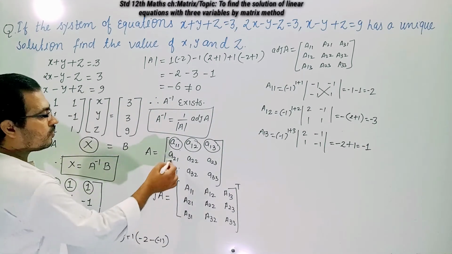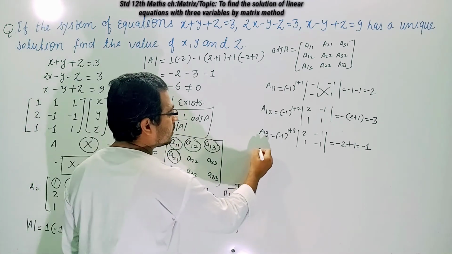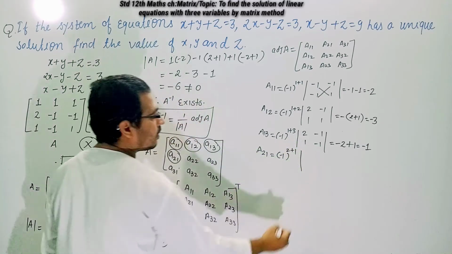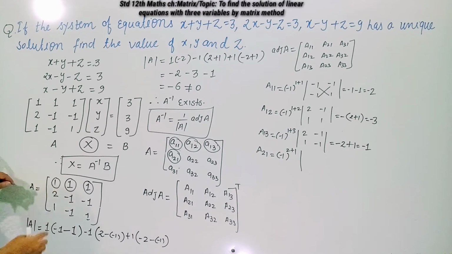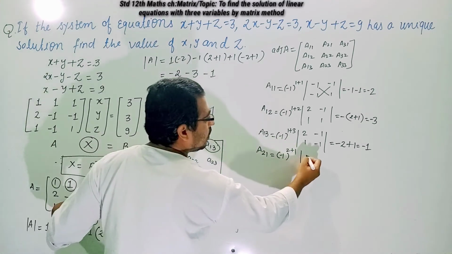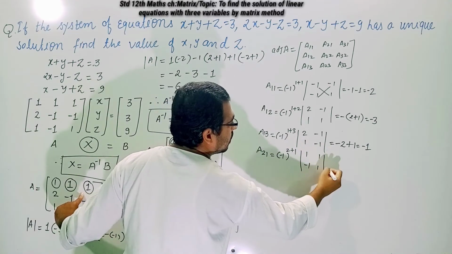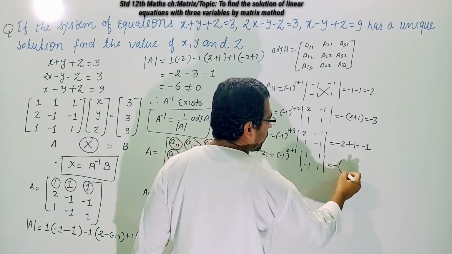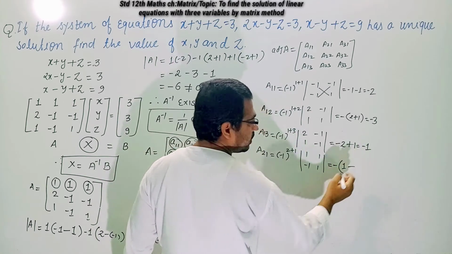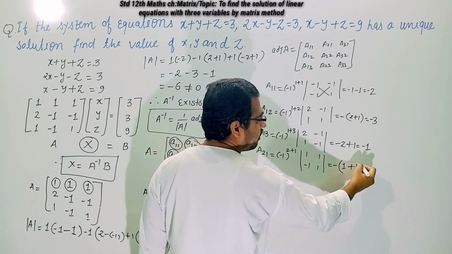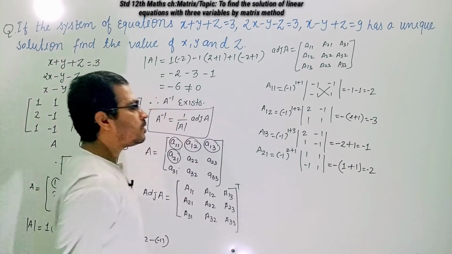Okay. Now the cofactor of capital A21. So minus 1 to the power 2 plus 1. We will not write this row and this column. So we will write 1 and minus 1, 1 and 1. Minus 1 to the power 2 plus 1 means 3, so there will be a negative sign. 1 into 1 is 1, sign of minus, minus 1 into 1 is minus 1, multiplied by minus, so there will be plus. So we are getting minus 2.